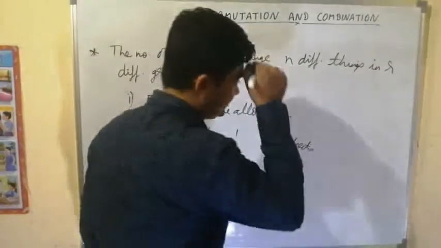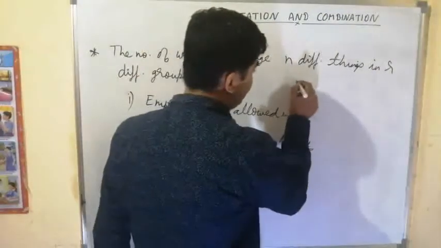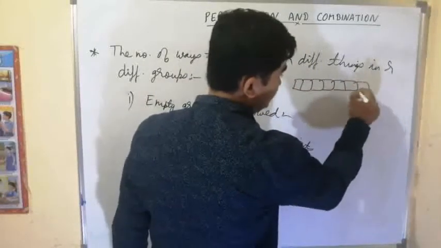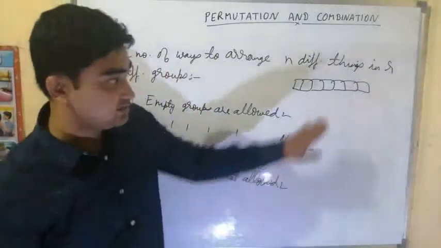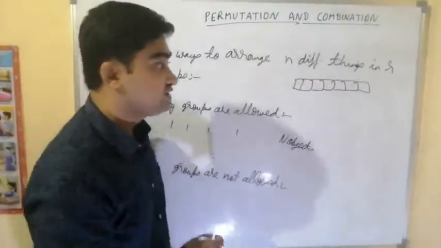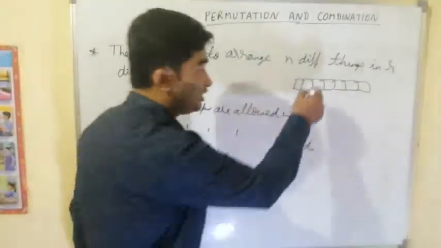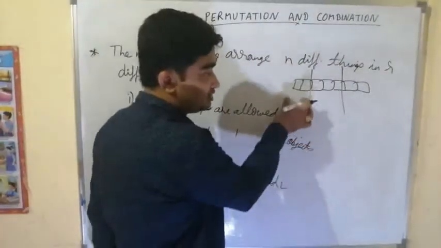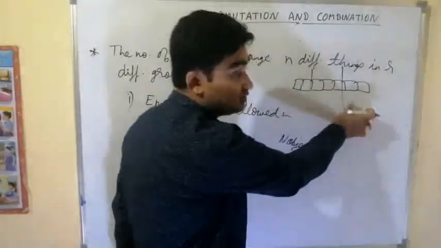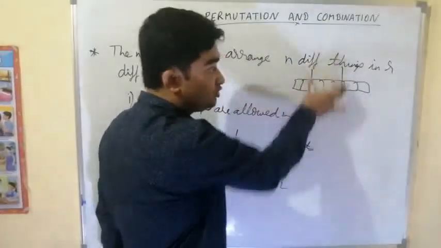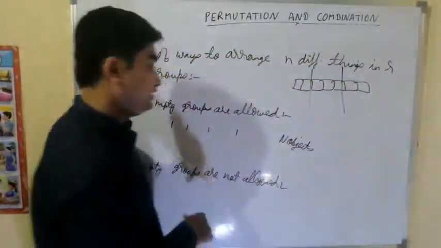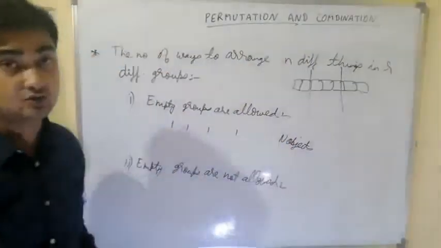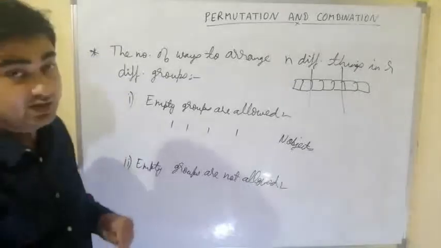Let us say this is a chain, and we have to divide this chain into 3 groups. How can we do it? Put one barrier here, put one barrier here. This is the first group, second group, third group. So to divide into 3 groups, we need 2 barriers. Similarly, these are n objects. We want to divide them into r groups. Then how many barriers do we require?